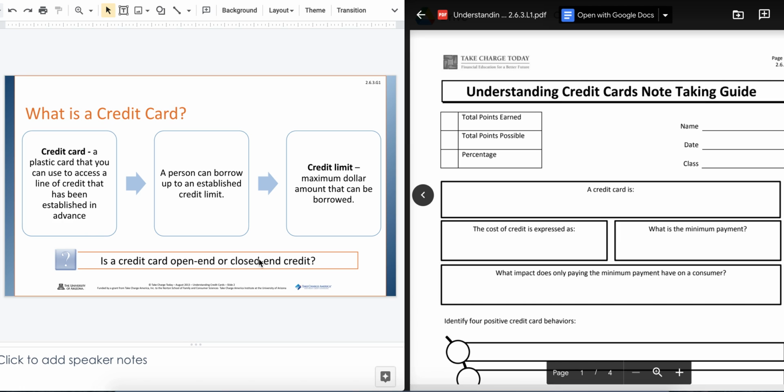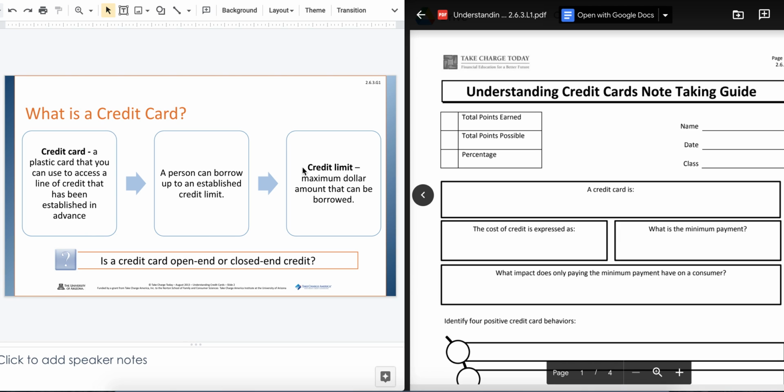So a credit card is going to be something most of us are familiar with, a plastic card that you can access your credit line with. And we know from last note guide with the credit basics that our credit line is going to be a predetermined amount of money that we get by opening this credit account. And we also call this the credit limit. So the credit limit is just going to be what is that maximum dollar amount.